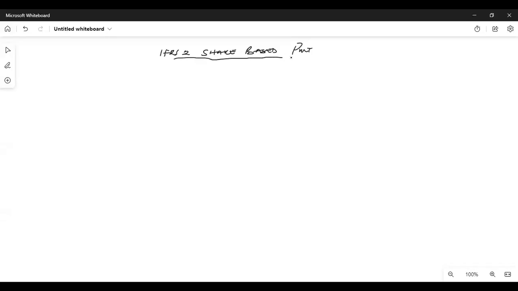So we are looking at IFRS 2, share-based payment. It's English, as the name implies, it is share-based payment. Now, let me start by giving you some practical and realistic examples. Let me ask you a question.